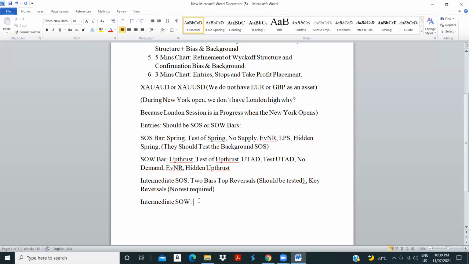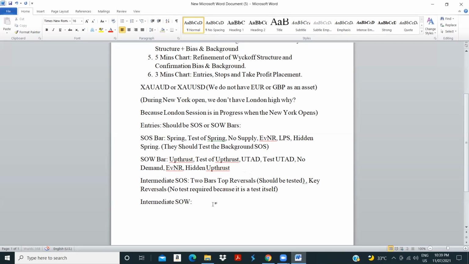Yeah, because these are the tests themselves. Key reversal has two qualities. First of all, it has an intermediate sign of strength property, and it is a test of itself. It is itself a test. Do you understand? Yes, I understand. A test itself.